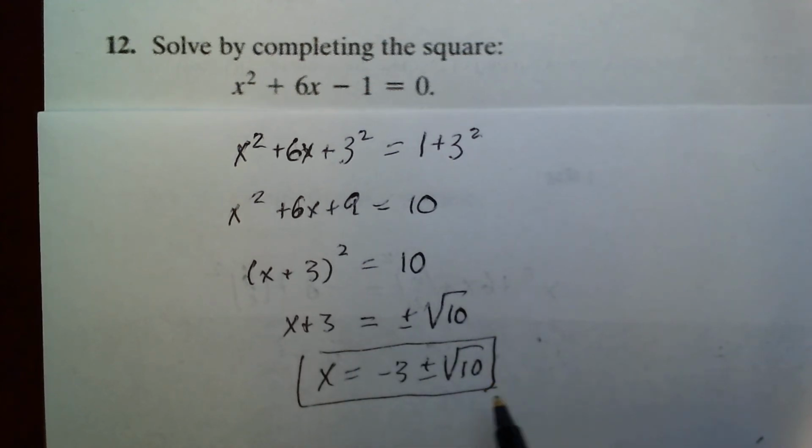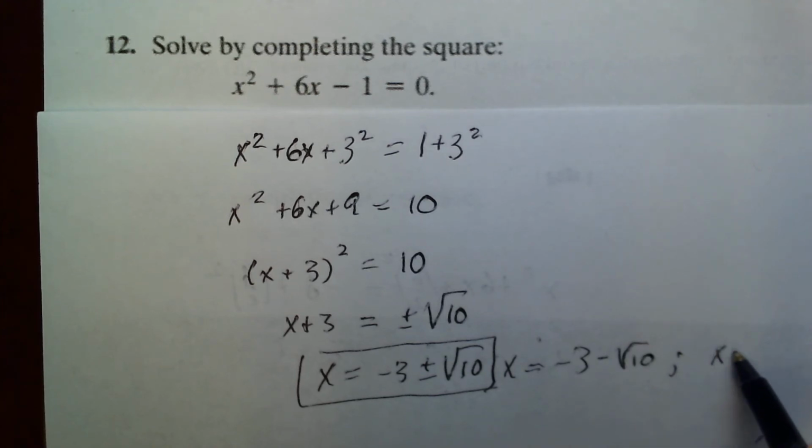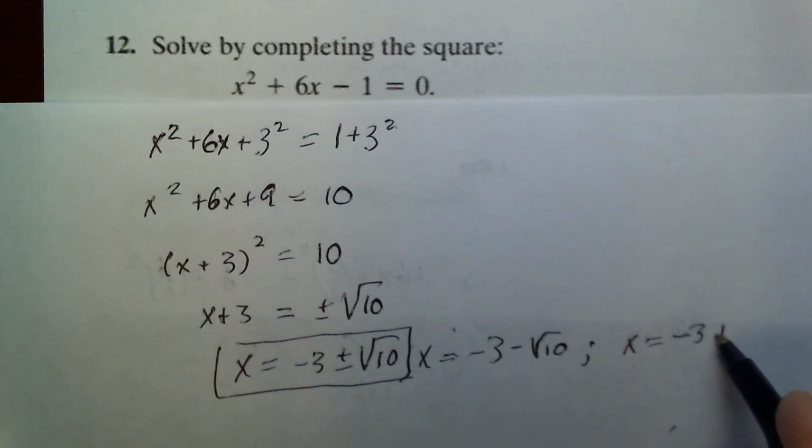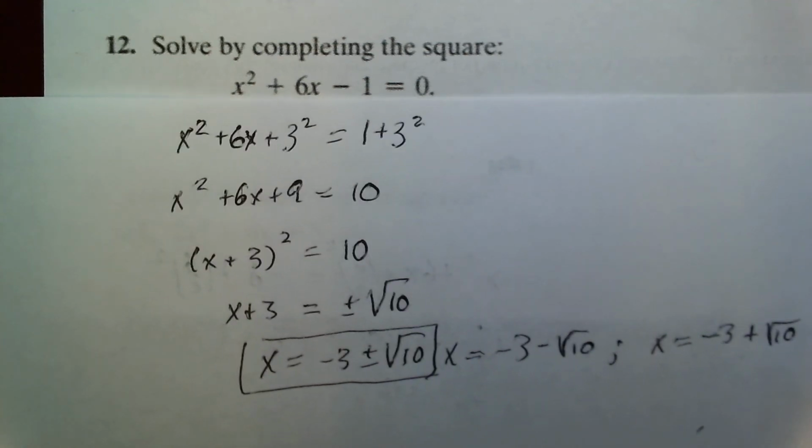There are two solutions. In other words, one solution is x equals minus 3 minus the square root of 10, and the other solution is x equals minus 3 plus the square root of 10. But again, the shorthand notation minus 3 plus or minus square root of 10 is very compact, and it's easily understood that it means these two solutions.